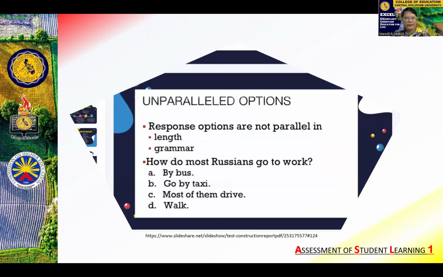What about unparallel options? This talks about response options that are not parallel in length and grammar. For example: how do Russians go to work? A, by bus; B, go by taxi; C, most of them drive; D, walk. So that's an example of unparallel options.